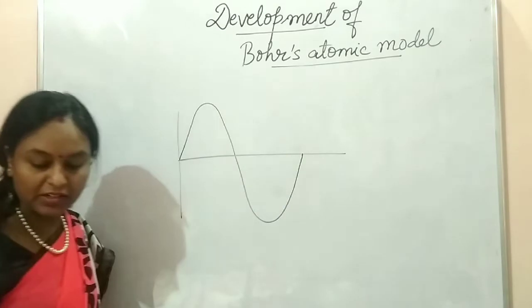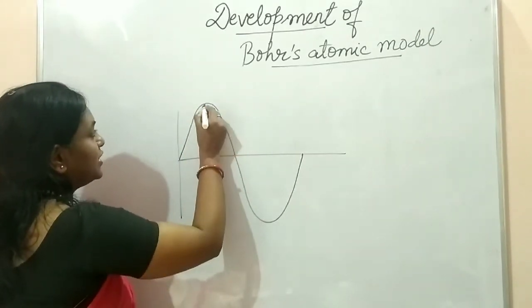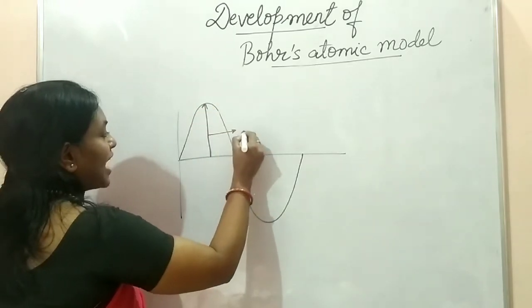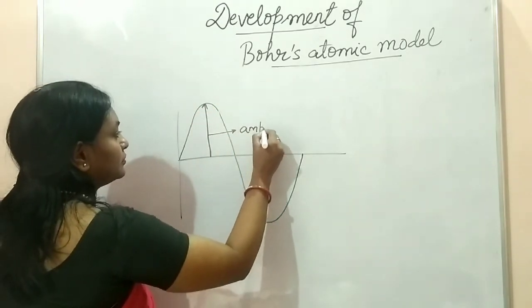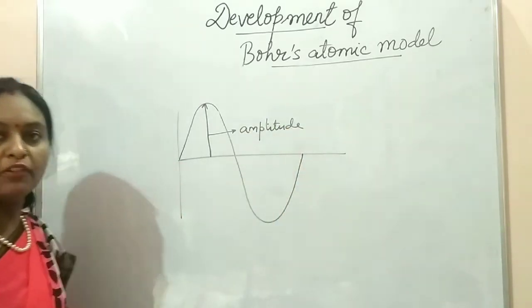This is a wave that I have considered. So this maximum displacement is known as amplitude. This is the amplitude of the wave. This is known as the amplitude of the wave.